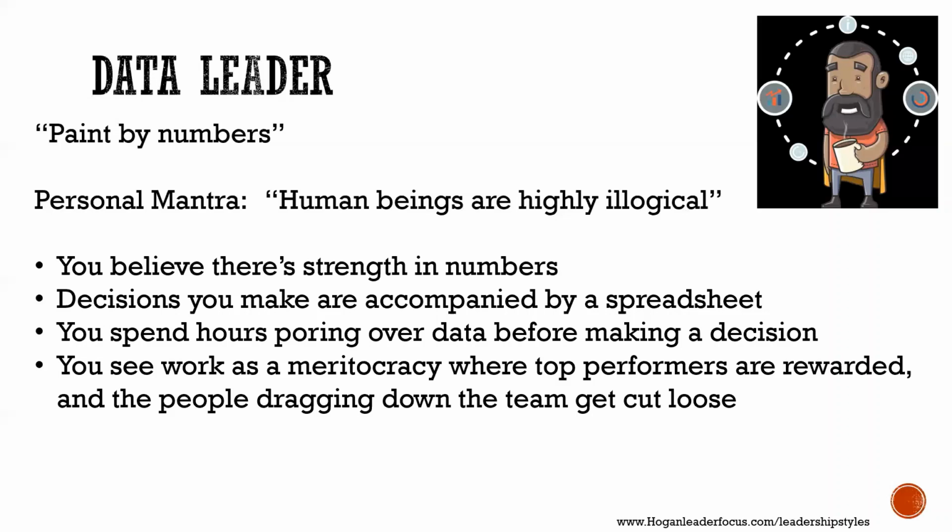Because of that, you tend to not make decisions super quick. You tend to spend hours looking at data and looking at more data and looking at more data before you make a decision. You just tend to say, I don't know. I know human beings are highly illogical. So why would I make a fast decision? Let me take time. Let me look at the data. Let me see if I can look at the data again a different way. What if I do this? What if I do that with the numbers? And so you spend a lot of time going back through your numbers before you decide to make a decision.